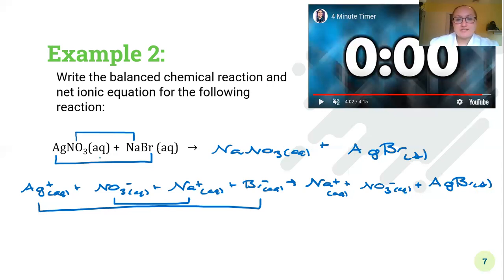Here's my balanced chemical reaction. I get rid of these spectator ions. That way I can write my net ionic equation. And I get that aqueous silver plus aqueous bromide forms solid silver bromide.